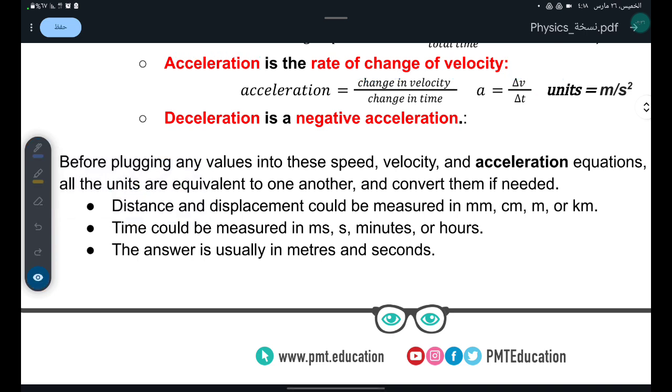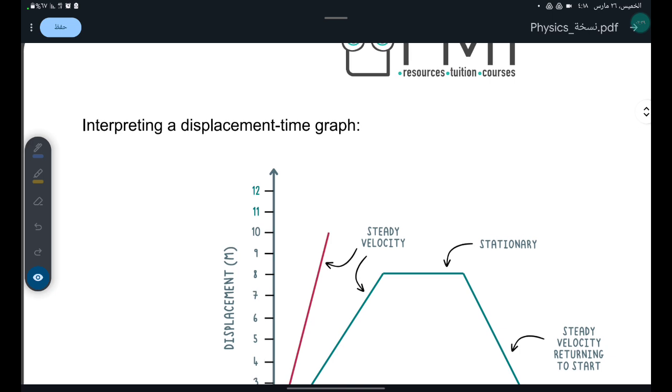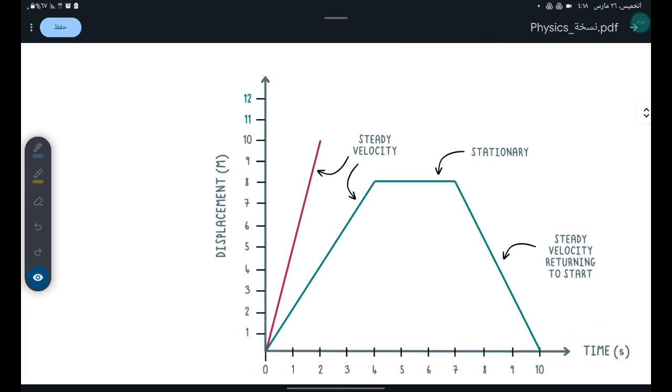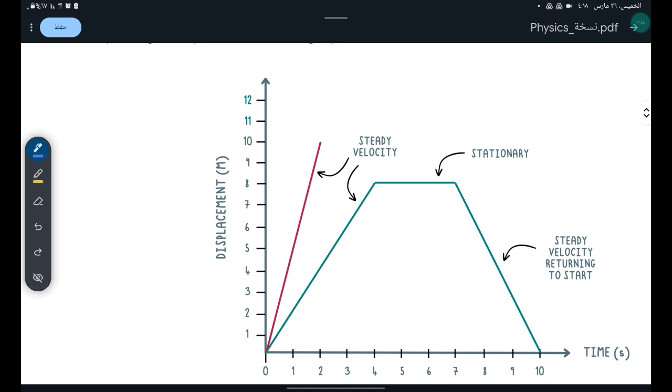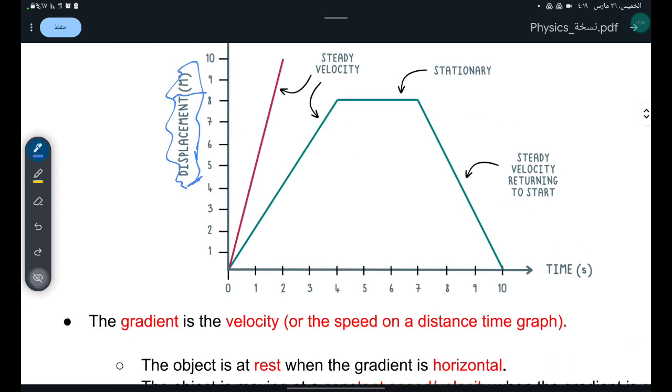Okay, let's move into the other part, which is the displacement-time graph. When you have distance on the vertical axis measured in meters and time on the horizontal axis measured in seconds, the slope of the graph represents velocity. Slope here equals velocity.